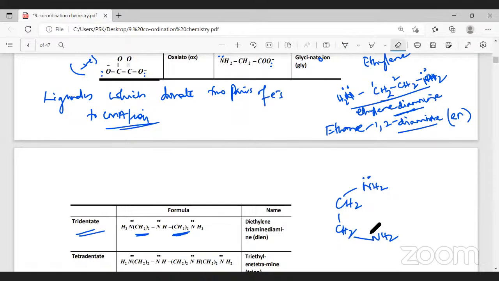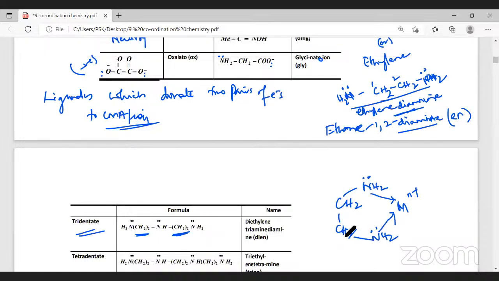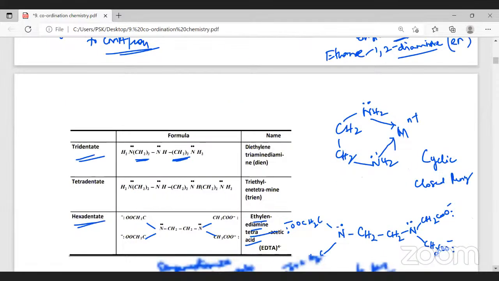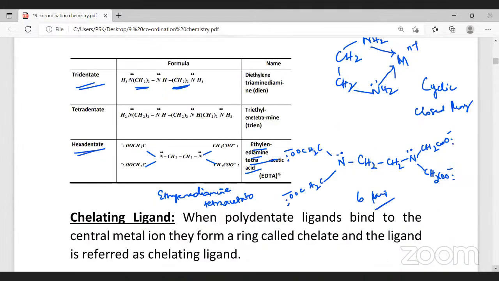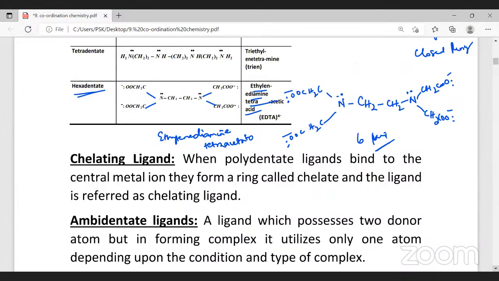Now assume this is a metal. This nitrogen donates a pair of electrons, forming a coordinate bond. This nitrogen also donates a pair of electrons to the metal, forming a coordinate bond. Now, can I say this compound which is formed is a cyclic compound? Yes, sir. It forms a cyclic compound, or it forms a closed ring. Now, a bidentate ligand or a polydentate ligand which can get bonded to the central metal atom or ion to form a ring is called a chelating ligand.